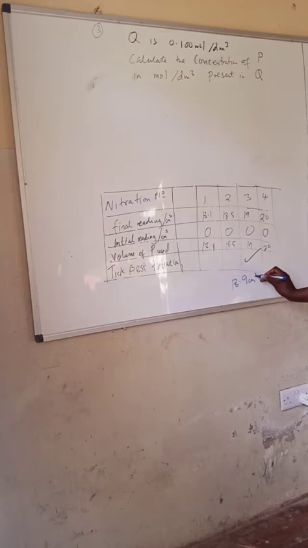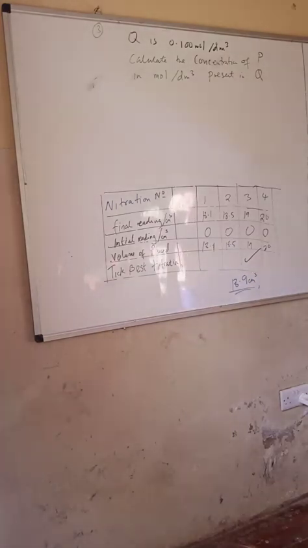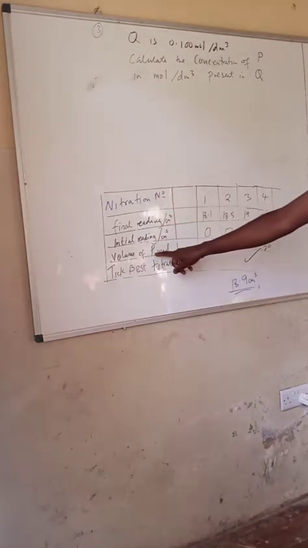18.9 cubic centimeters. That was the average titration. Okay, so here the question is saying calculate the concentration of P, which is the concentration of sulfuric acid. Remember I said P is sulfuric acid.